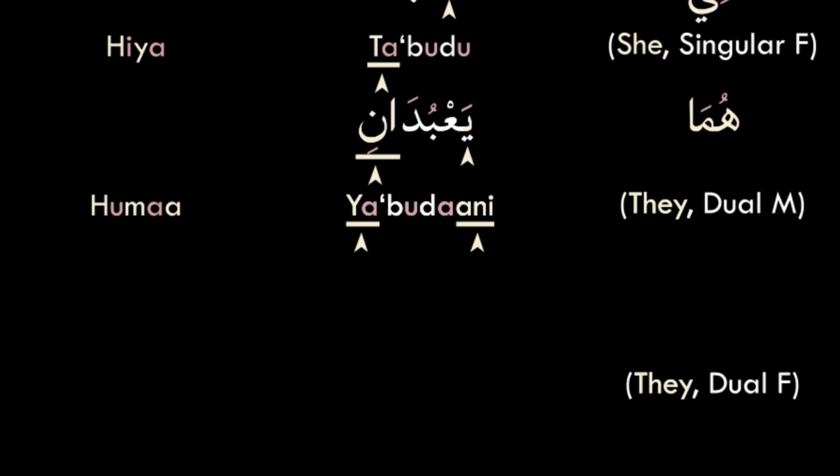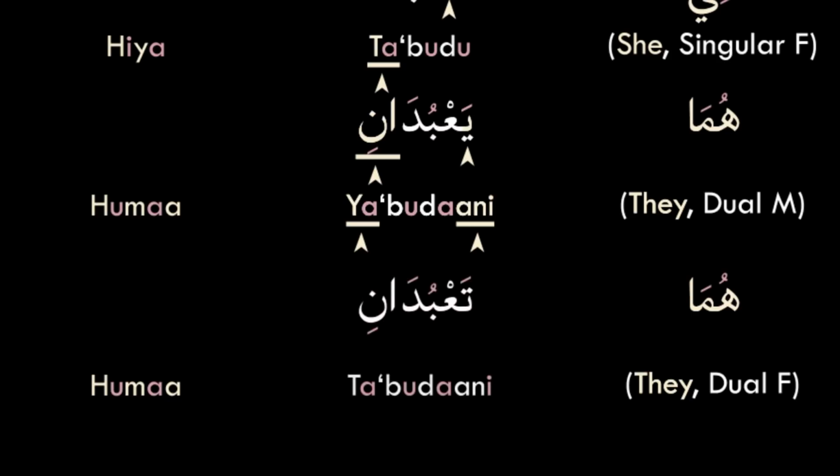For females, we also say huma, but we say huma ta'budani. So the verb is prefixed with ta to indicate that I talk about them but females, and alif and noon in the end to indicate that they are 2 persons.